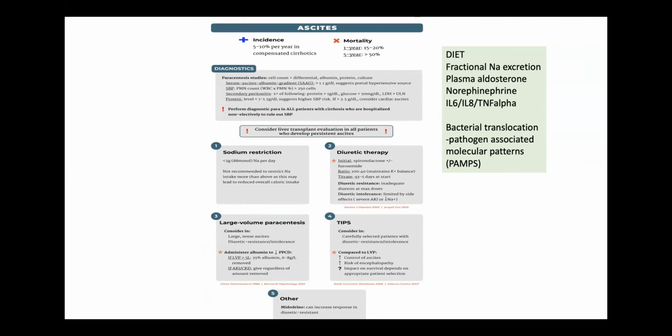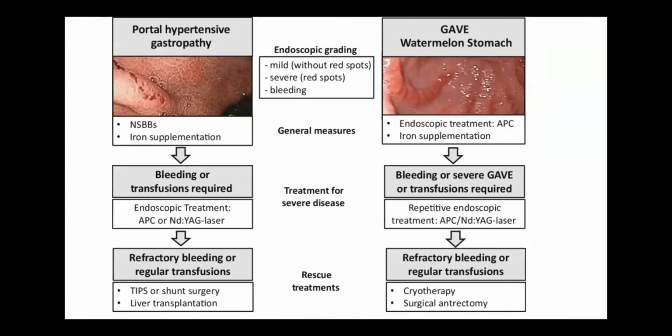So I've also mentioned here that the fractional excretion of sodium is quite important in our management of our ascites patients, especially patients that are refractory or resistant, to quantify their disease, as well as that you also have interleukin 6, interleukin 8, and TNF alpha that play a role with inflammation. And it's important to note that these patients have bacterial translocation, and keep that in mind.